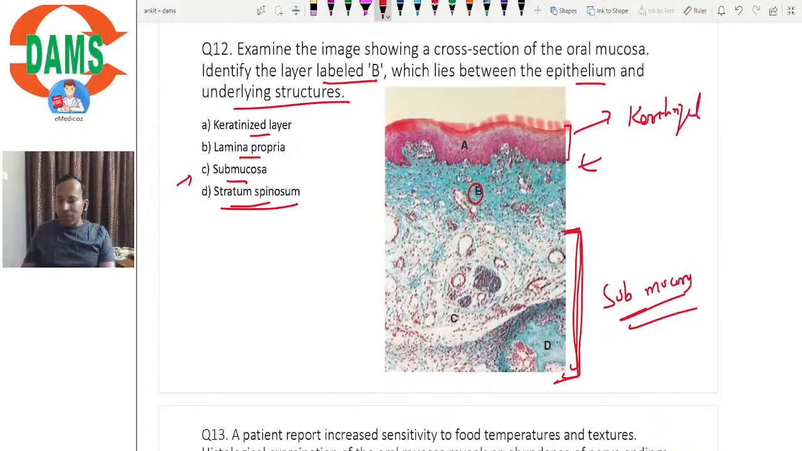Stratum spinosum क्या है? Stratum spinosum is one of the layers of the epithelium, isn't it? Stratum basal, then spinosum, then granulosum, then corneum, isn't it? So stratum spinosum is a layer of the epithelium. And what is lamina propria? So lamina propria is nothing but the connective tissue, isn't it?